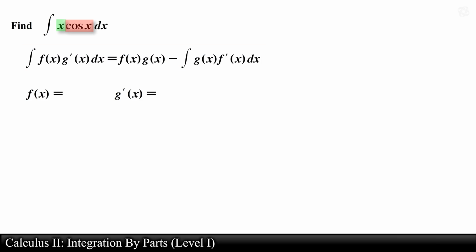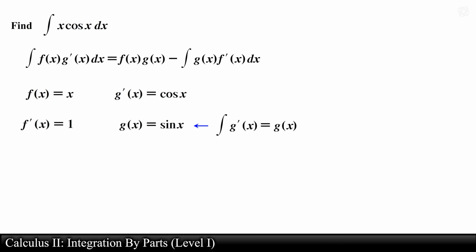The simplest integral is obtained if we let f of x equal x and let g prime of x equal cosine of x. By making this decision, it turns out that f prime of x, after taking the derivative of f of x, will be equal to 1, and g of x is equal to sine of x after taking the integral of g prime of x. Remember, taking the integral of a derivative leads you to the original function g of x.